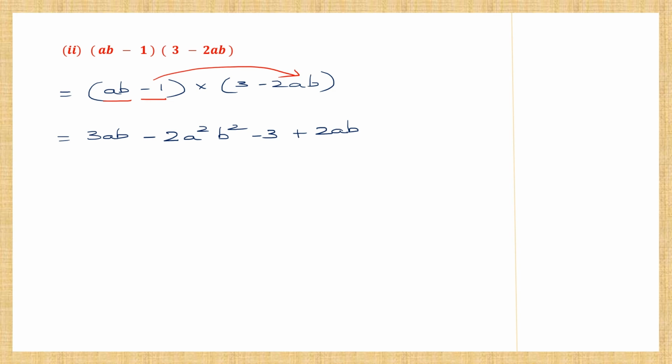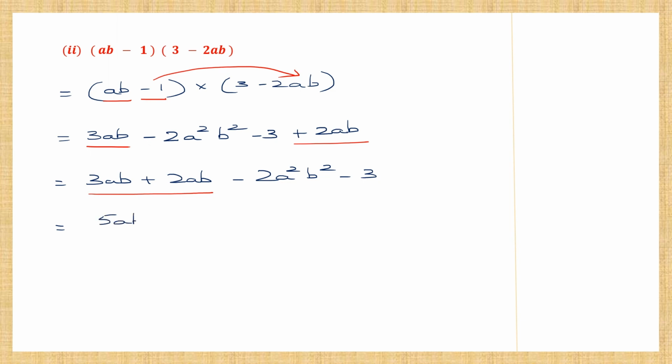So here let's look at the like terms. Here we have 3AB and here we have plus 2AB. So these are the two like terms. Let's put them together. So 3AB plus 2AB. And then we have minus 2A square B square and we have minus 3. Now let's simplify this. So 3 plus 2, only the numbers. 3 plus 2 is 5, so that's 5AB minus 2A square B square minus 3. So this is our final answer.